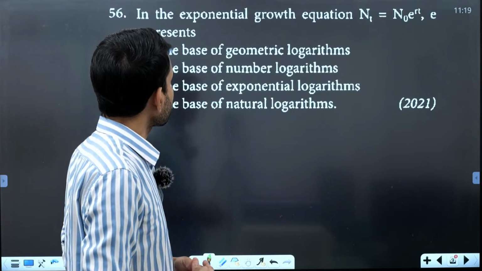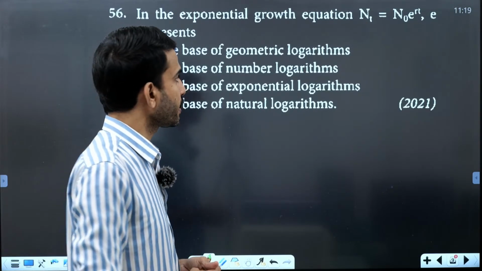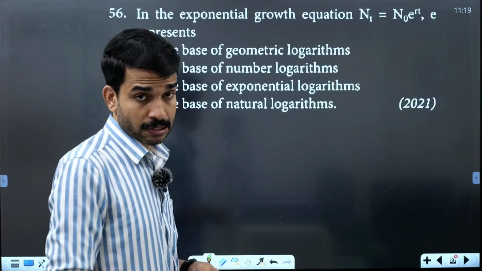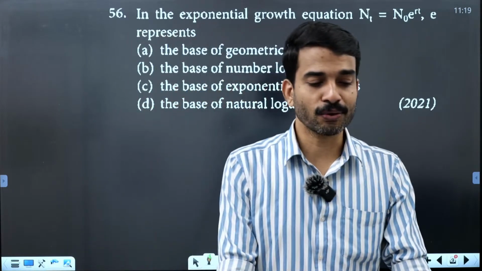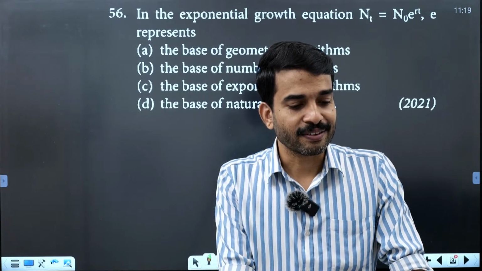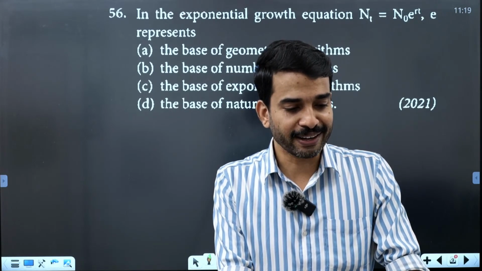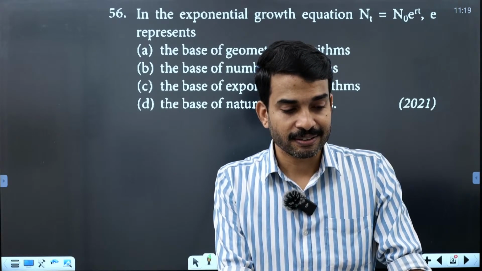Next one, in the exponential growth equation, N_t is equal to N_0 e^(rt), what does e represent? Maybe in maths class or physics class you might have heard it. We are all having maths, I believe, right? Along with the biology. So you can guess it.